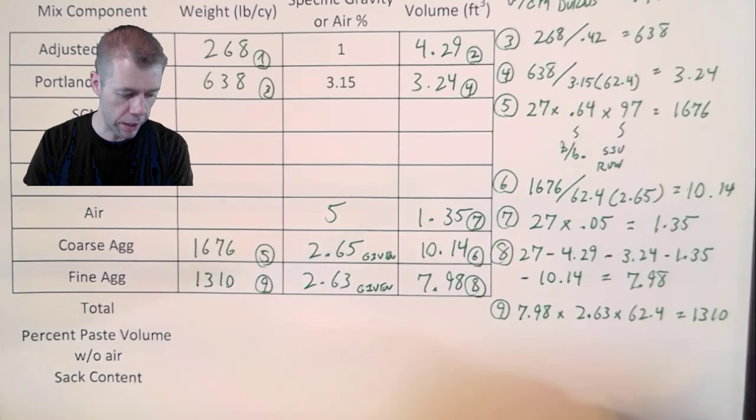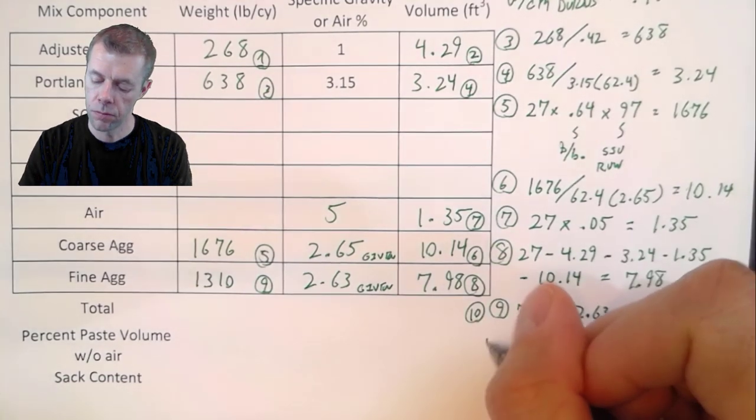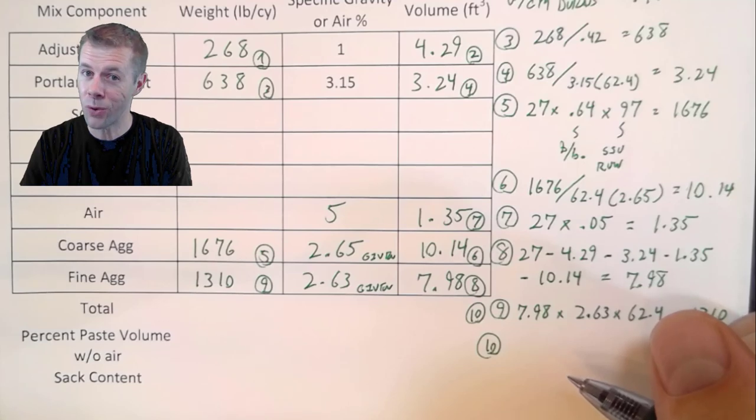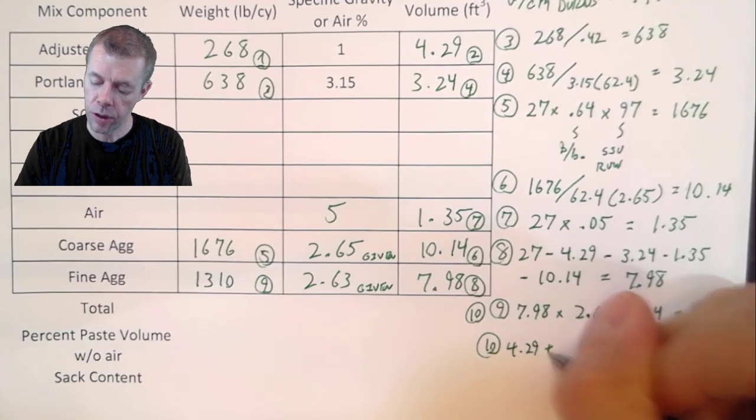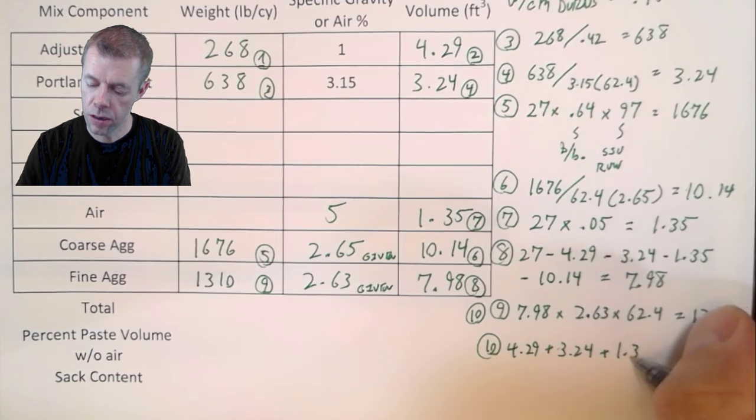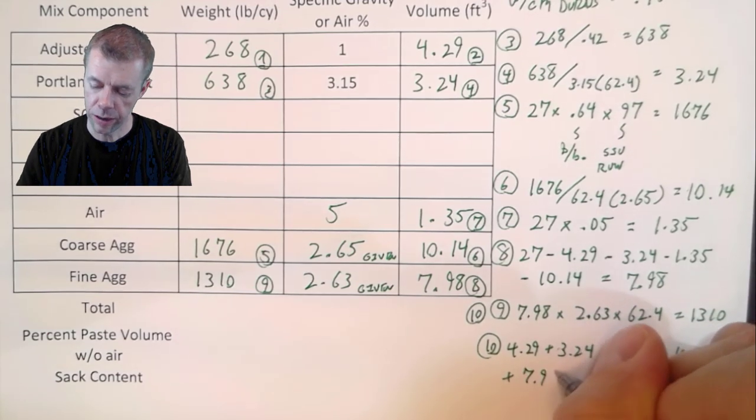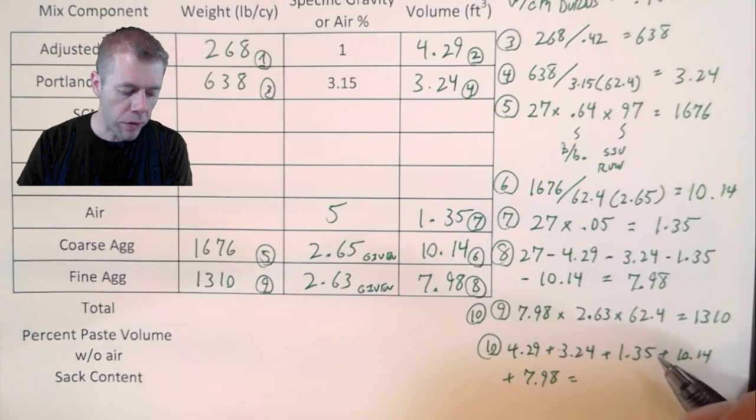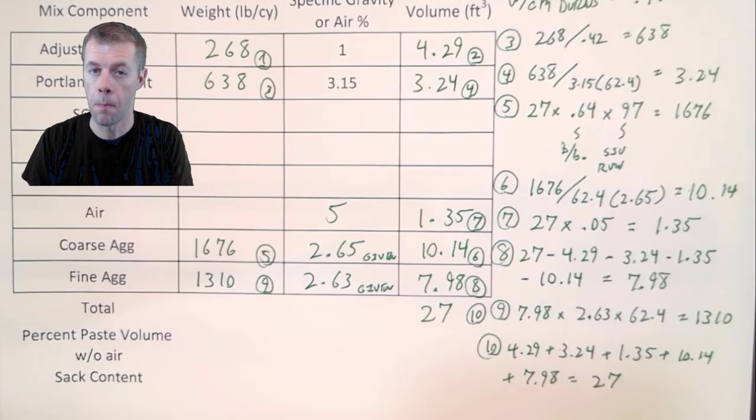Okay. Now, let's double check ourselves. Let's calculate our total volume. Now this should total 27 cubic feet, but it's always good to check and make sure we didn't make a mistake. We should take 4.29 plus 3.24. This is the water. This is the Portland cement or the binder. Then we're going to add in the air. Then we're going to add in the coarse aggregate. And then we're going to add in the fine aggregate. And if you calculate all of that, you will get 27 cubic feet. 27 cubic feet. Nailed it. We better, or there's a big problem.